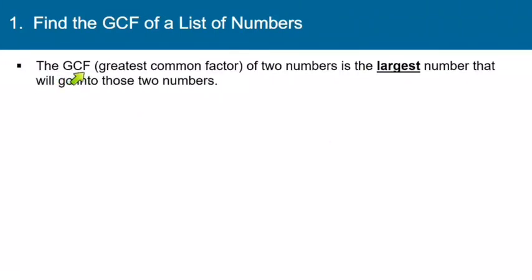So what exactly is a greatest common factor, or a GCF? The GCF of two numbers is the largest number that will go into those two numbers. So the G stands for greatest, and by greatest we mean largest. So it's the largest factor that two numbers have in common.